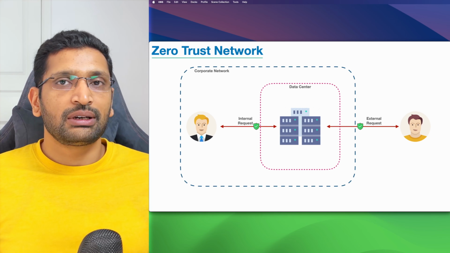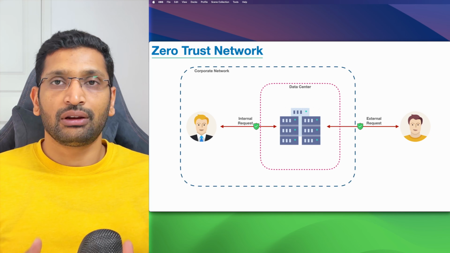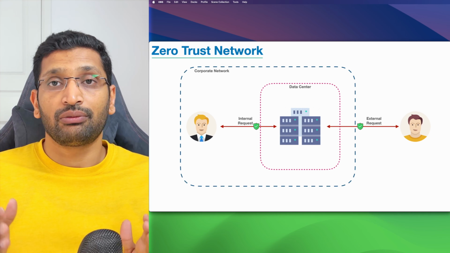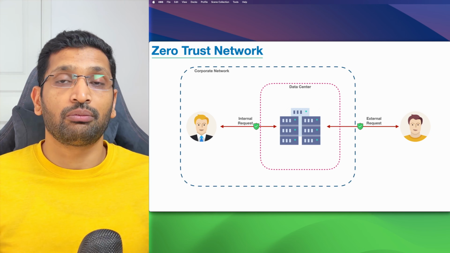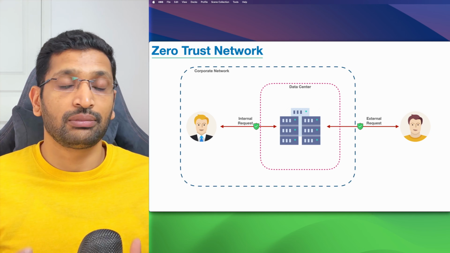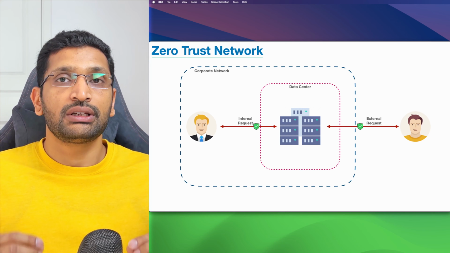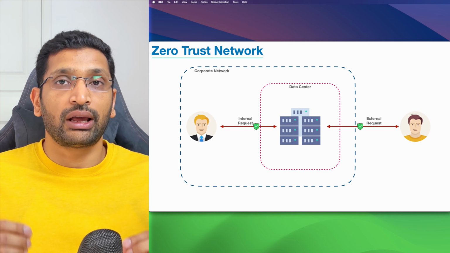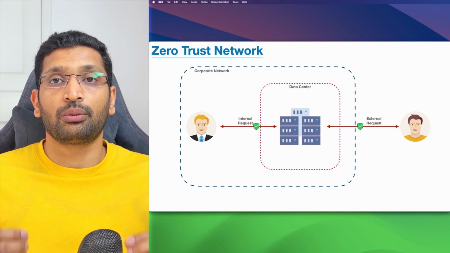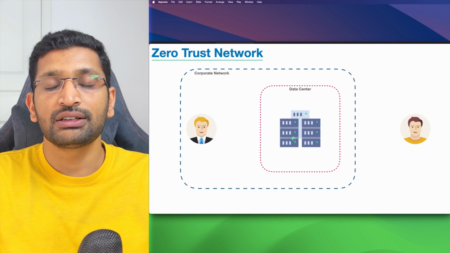So Zero Trust Network setup is really important when you're working in a corporate network, as well as when you're working in your home network where you have multiple devices at home. For example, your laptop, your iPad, your mobile. And you want to trust each and every incoming request trying to access your home network or your corporate network. So the idea is really simple over here.